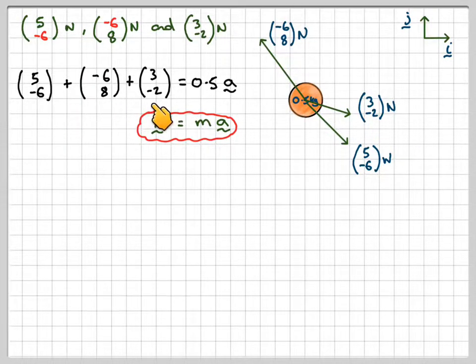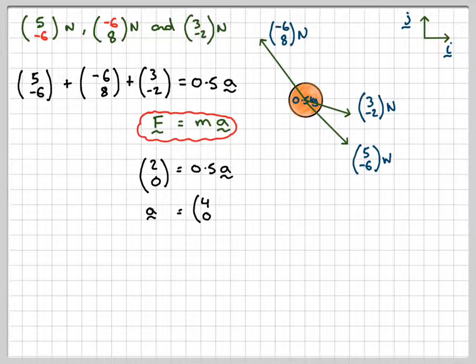We already know that the j component of these vectors is equal to 0. So 5 minus 6 plus 3 is 8 minus 6. That gives me 2. 2 is equal to 0.5a. Dividing by 0.5, we're going to get that a is 4 meters per second squared.